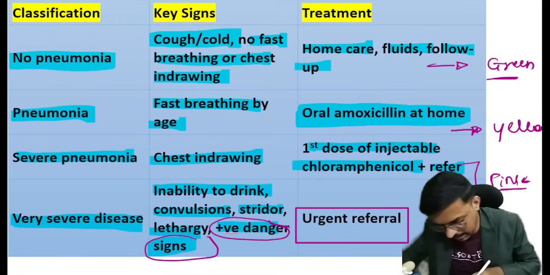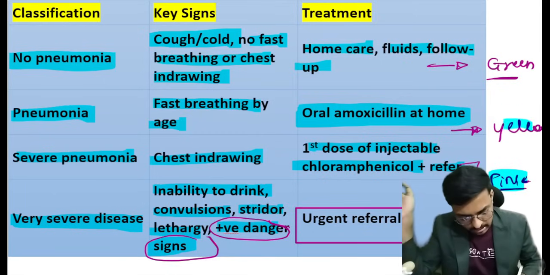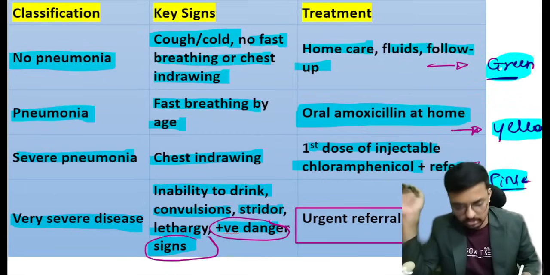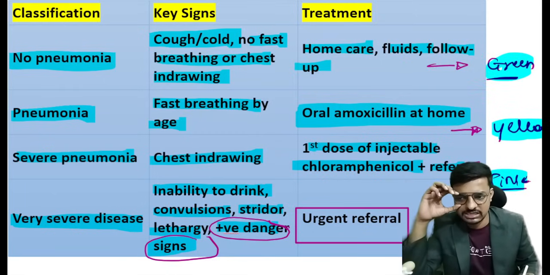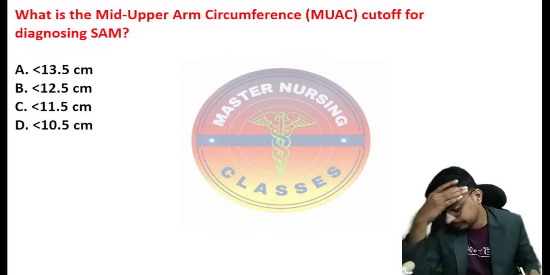So please do remember again the figure. Severe pneumonia, very severe pneumonia, pink. The yellow is pneumonia, and no pneumonia is green. Is that clear to every one of you? Yes. Here comes the next question.